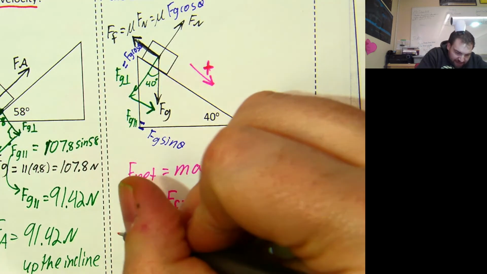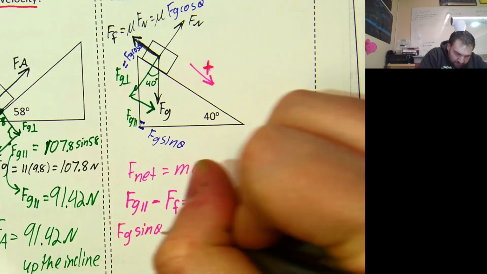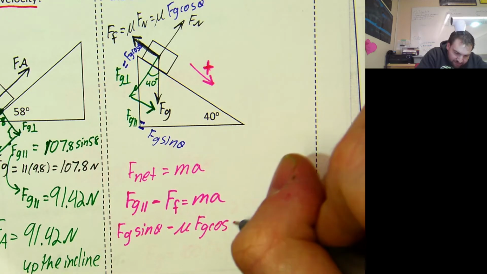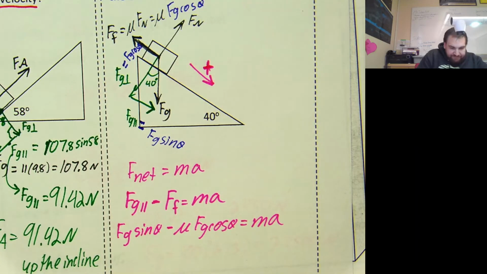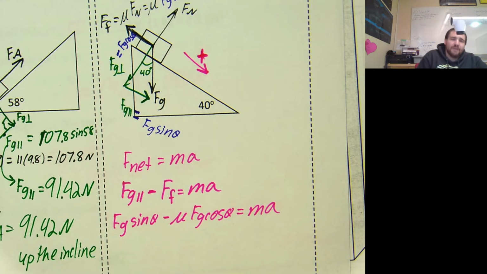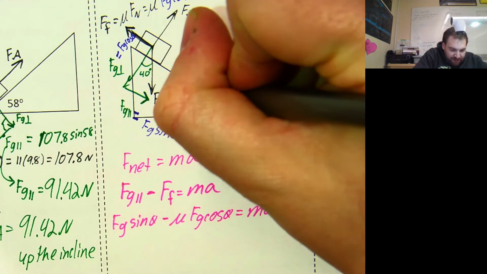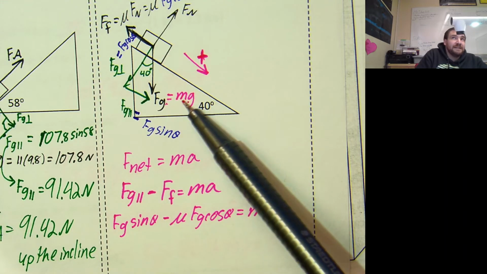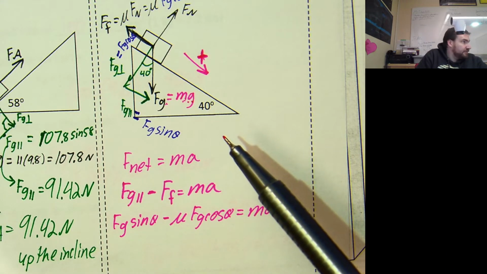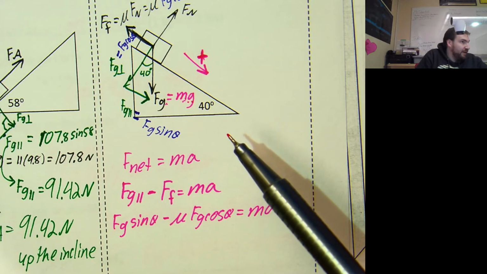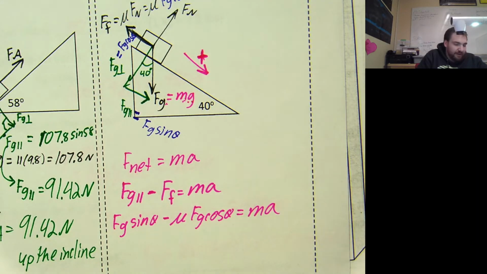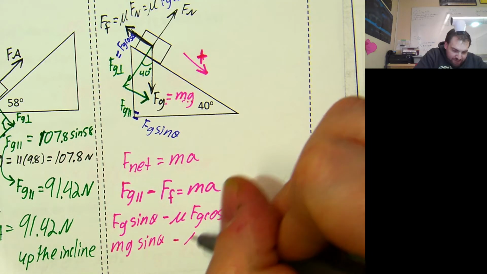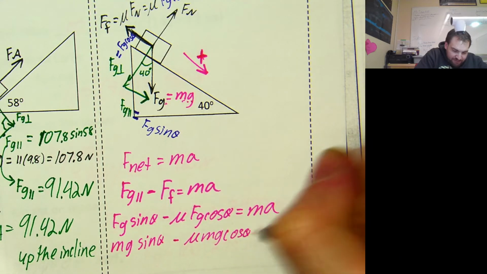Well, Fg parallel, that's going to be Fg sine theta minus mu Fg cos theta equals ma. Well, Fg is just equal to what? mg, right? Without plugging any values in there. Are we cool with this? Fg is just mass times gravity. Are we cool with that? Manuel is, but is anybody else? Brendan seems to be okay with that. Cool. So this is going to be mg sine theta minus mu mg cos theta equals ma.